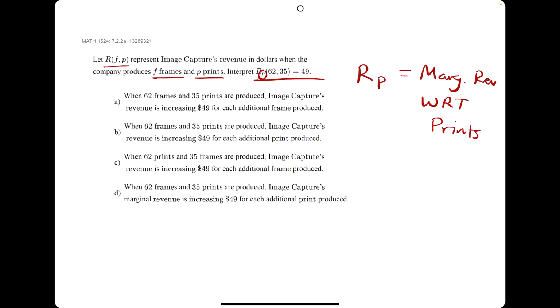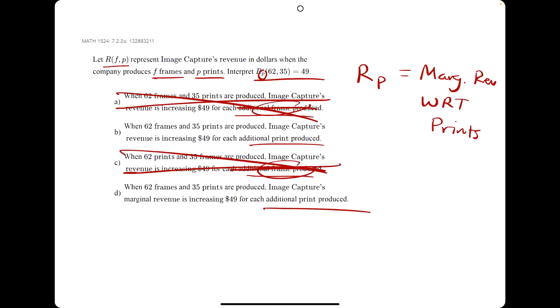So right away, we want to look at the end of each statement and make sure it says for each additional print produced. So anywhere they say frame, we can eliminate those options. So now if R_P represents the marginal revenue, they're telling us that R_P equals 49. So what this means is the marginal revenue is 49.